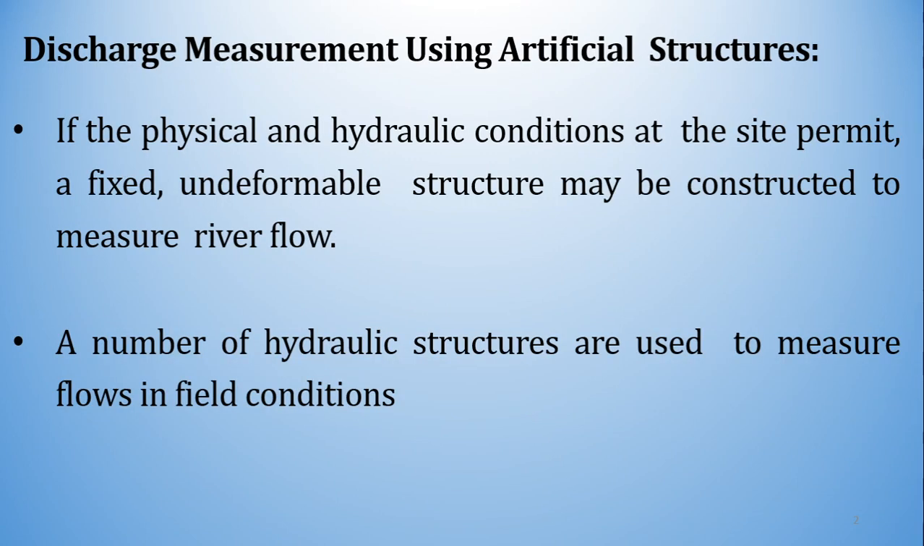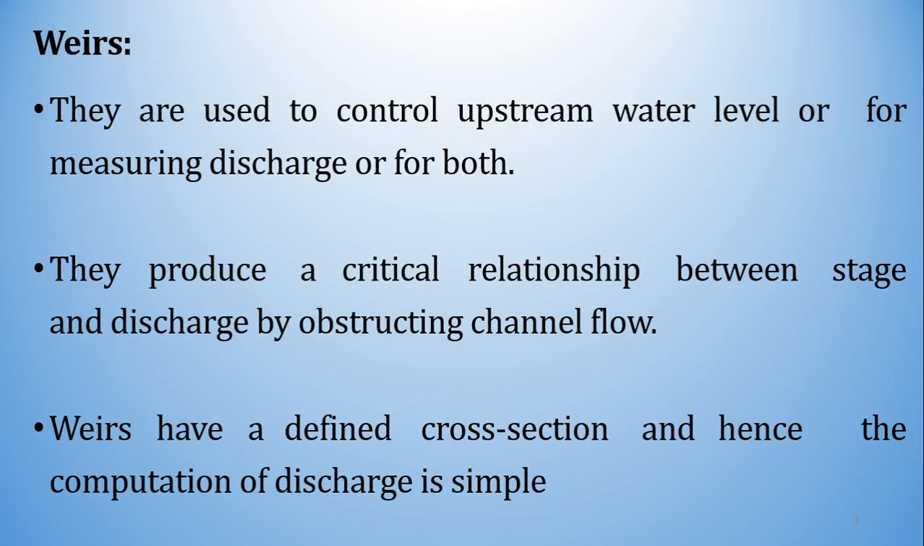Discharge measurement using some artificial structures. If the physical and hydrologic conditions at the site permit, a fixed undeformable structure may be constructed to measure the river flow. You might have seen so far there are certain structures installed inside the stream which are equally important to measure the discharge. A number of hydraulic structures are used to measure the flows in field conditions. Out of them, first is the weirs.